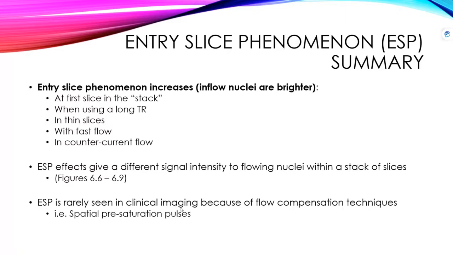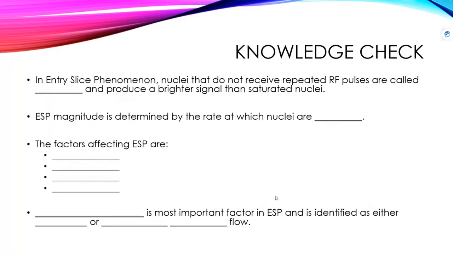Sometimes they'll use it in research, but I don't think that it's really something that could ever be helpful. It's not really a helpful thing to have this entry slice phenomenon because you're not getting the information that you need because you're saturating out the signal. So hopefully that answers the question. You don't want entry slice phenomenon to happen if you can prevent it. And that's what we do with our flow compensation techniques.